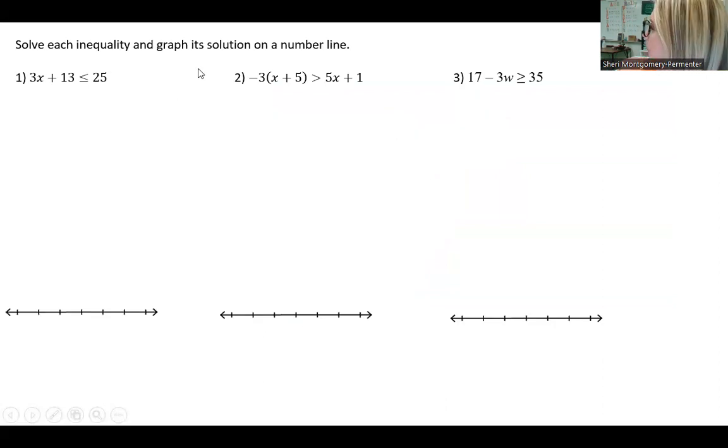All right, we're going to flip over to the back and we're going to do some examples. So flip your paper over. We are on to the back.